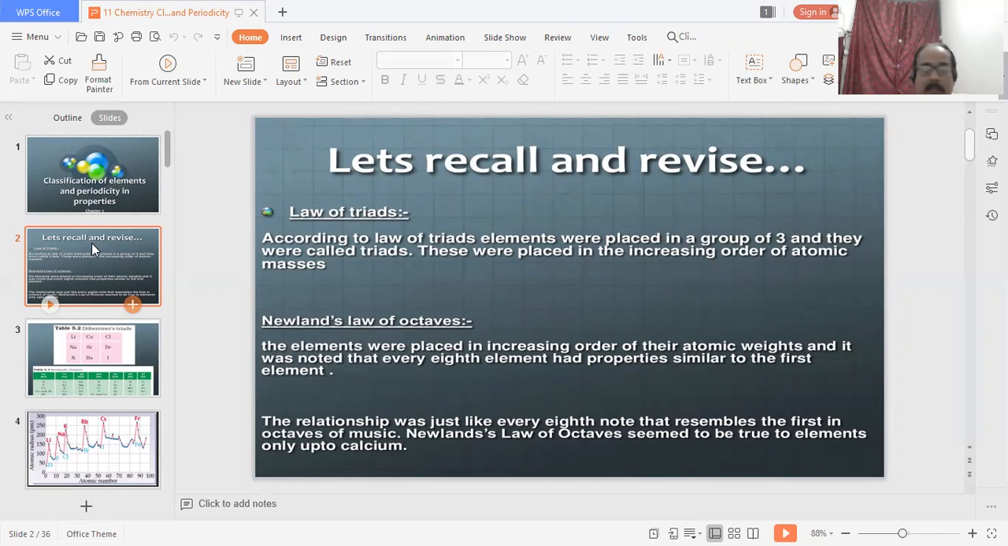But the drawback of this set, or these triads, is that it only applies to a few elements, meaning only 4 or 5 sets were made, and for the rest of the elements this is not applicable. So this is the law of triads.